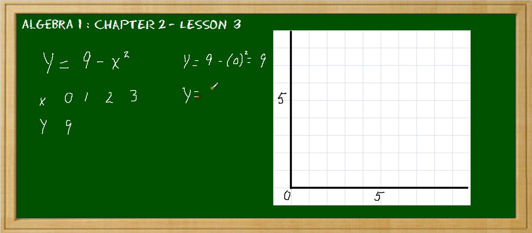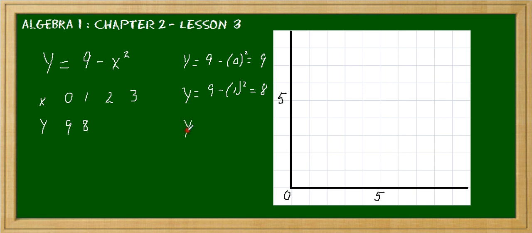y is equal to 9 minus 1 squared. Now 1 times 1 is 1, so 9 minus 1 is going to be equal to 8. So we went up 1 and we went down 1. You're already seeing a pattern here: as this number's going up, this one's going down. But let's see what happens when we plug in 2.